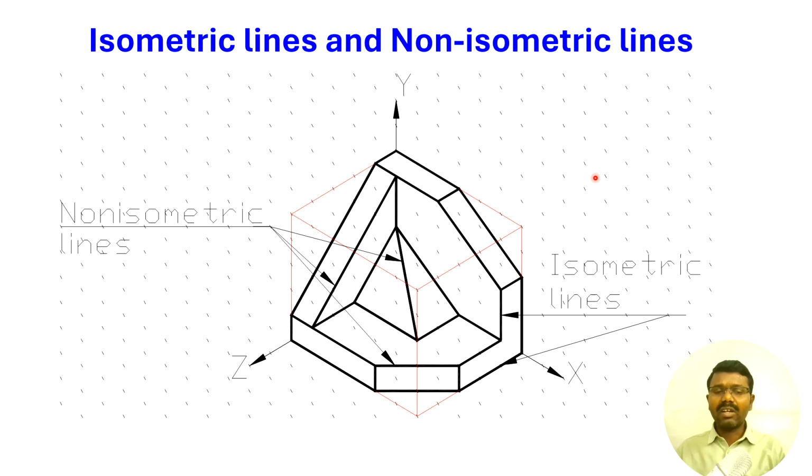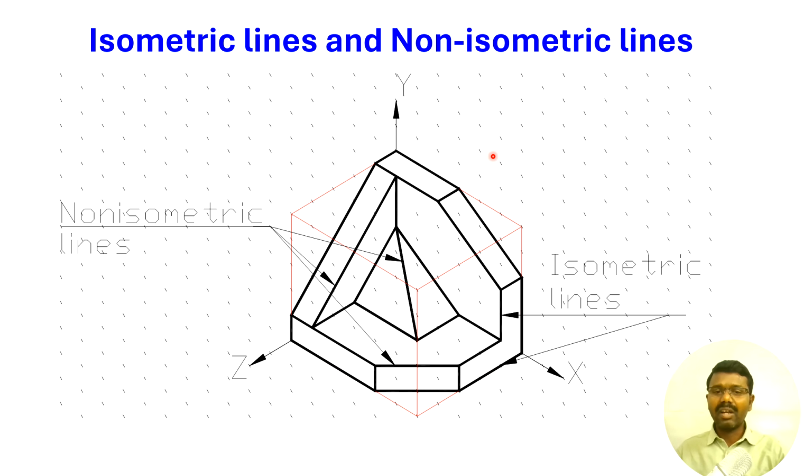Now let us understand some important concepts about isometric lines and non-isometric lines. Any lines which are parallel to the x, y and z axes are called isometric lines. For example, here in this object, this is the x-axis, y-axis and z-axis. If any line in this 3D object is parallel to the x, y or z axis, that is called an isometric line.